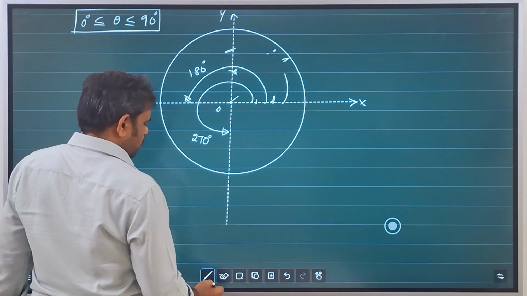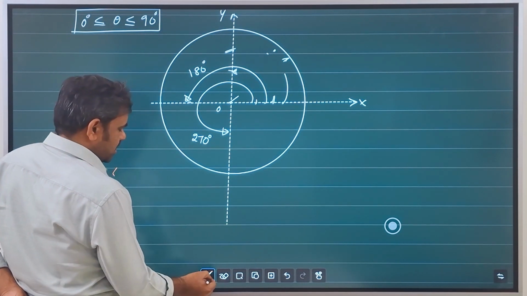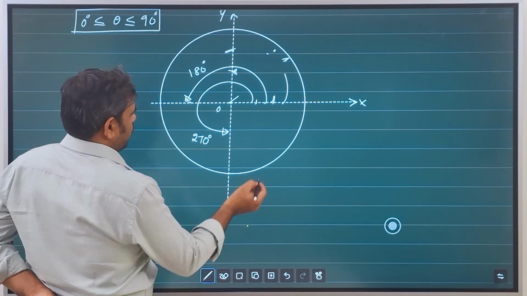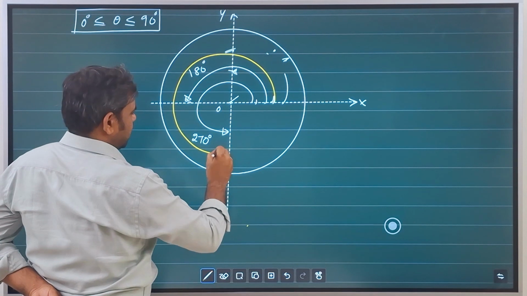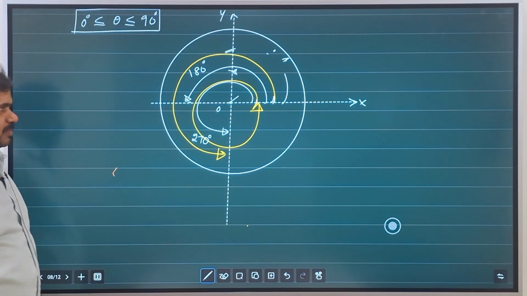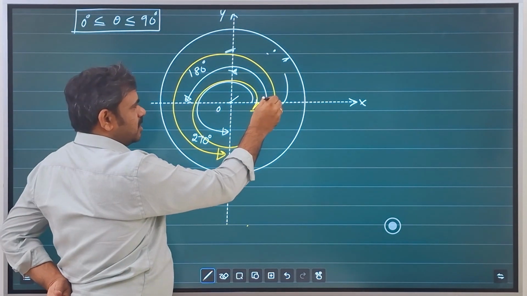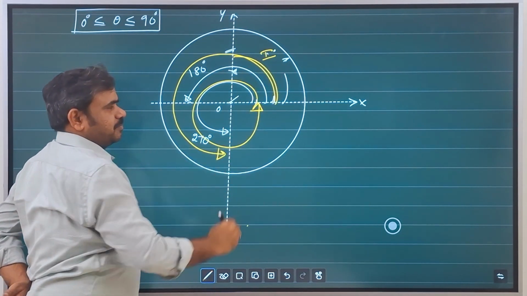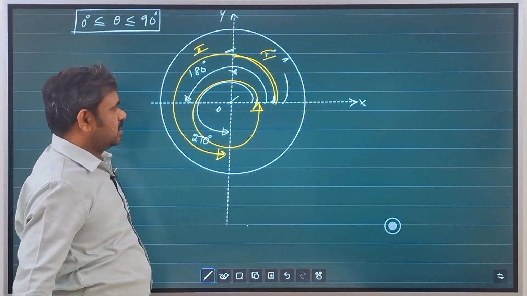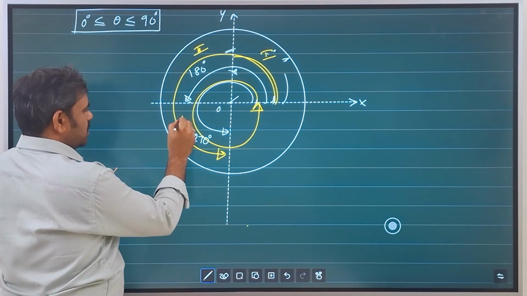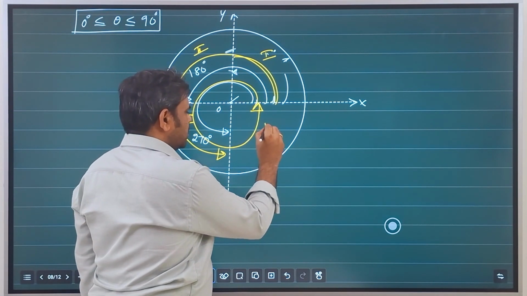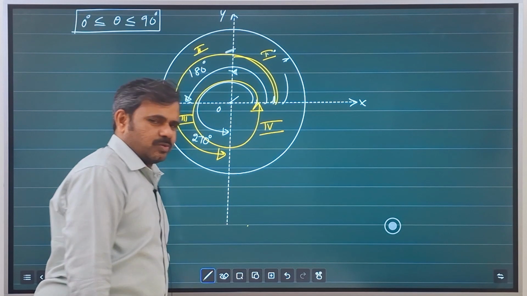And you know the total angle in the circle is 360 degrees. So here the fourth quadrant means between 270 degrees and 360 degrees. So from 0 degrees to 90 degrees means the first quadrant. From 90 degrees to 180 degrees means the second quadrant. From 180 degrees to 270 degrees means the third quadrant of the circle. And 270 degrees to 360 degrees means the fourth quadrant of the circle.